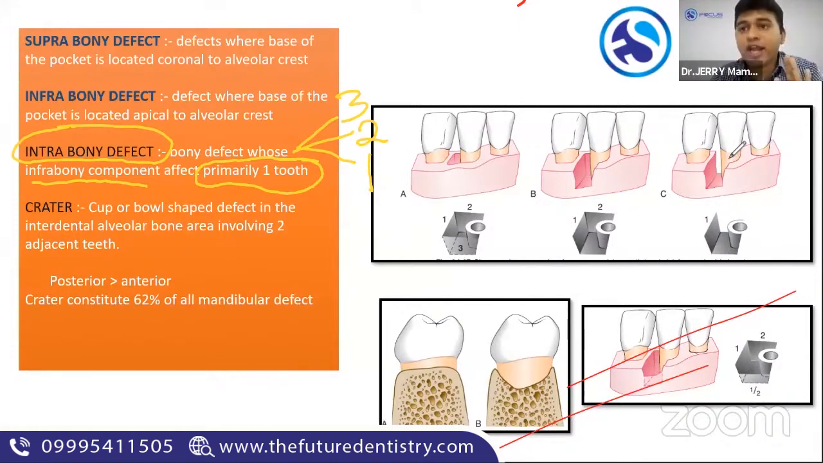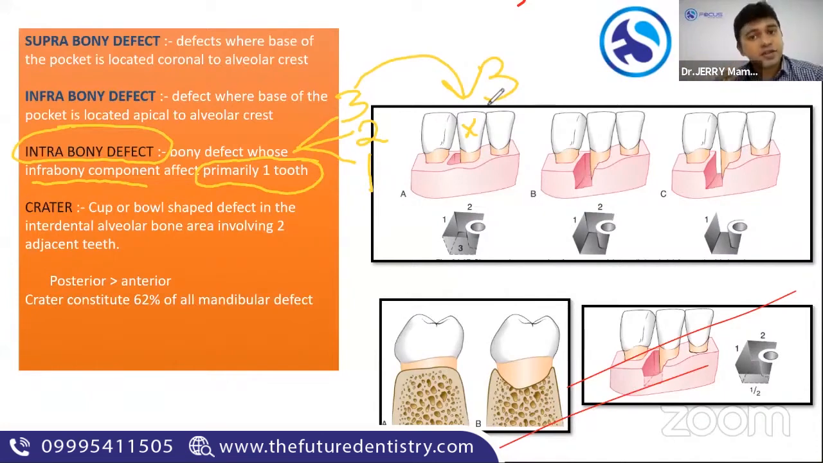Now I'll show you what I'm telling you. So first one is the three wall defect. According to our definition, what does an intrabony defect say? It affects only one tooth. So this is the tooth that is affected. Now we are going to study about three wall defect. Three wall defect means three walls are remaining. That means three walls are preserved. Remember perio, preservation. So we are talking only about what is preserved.